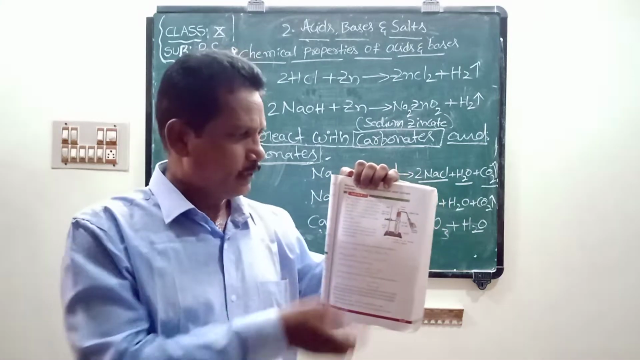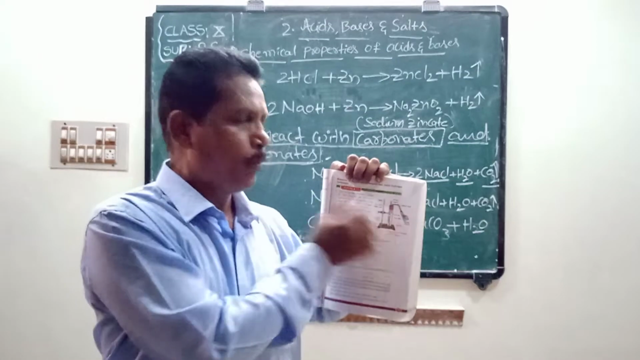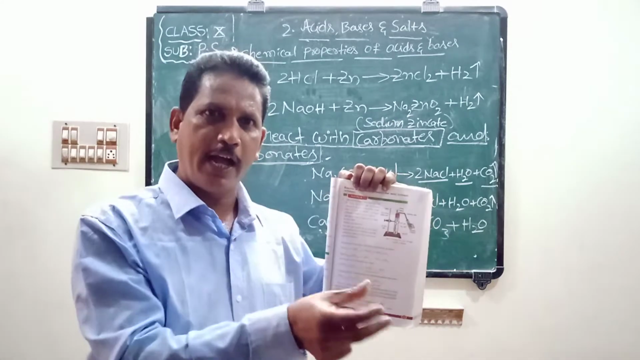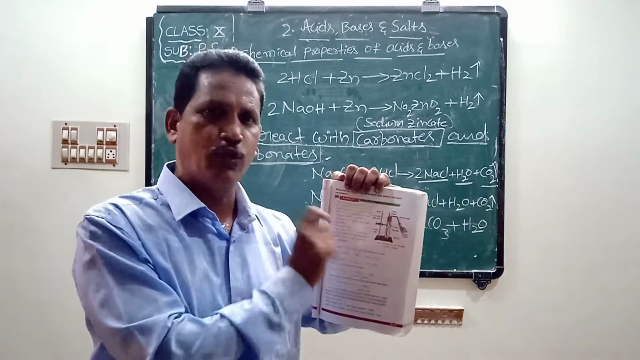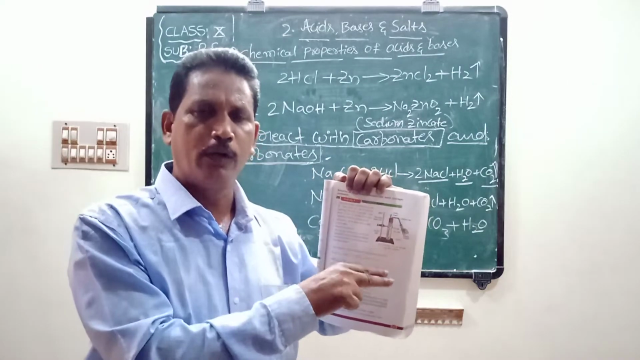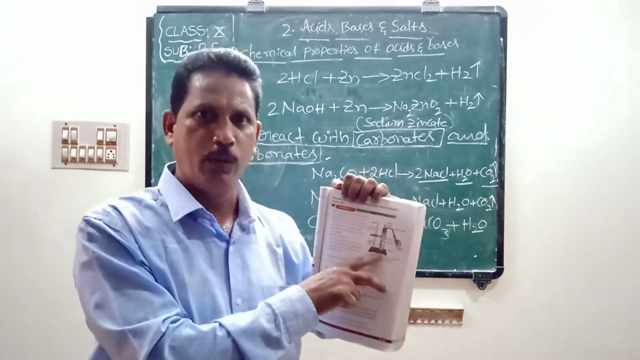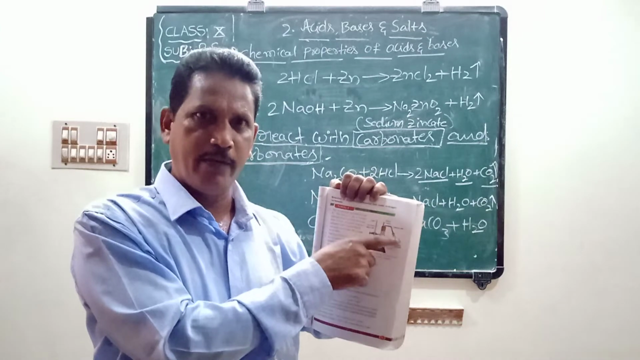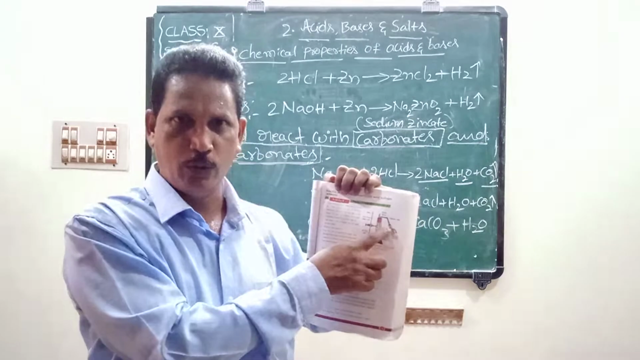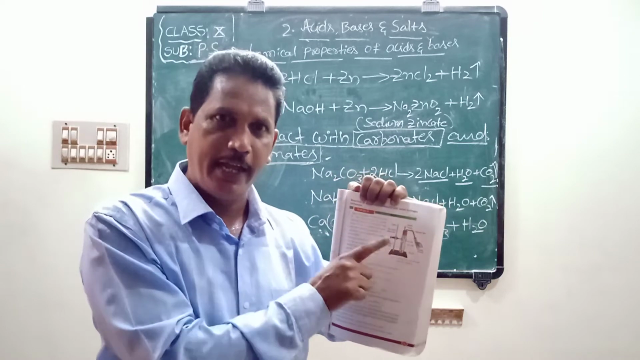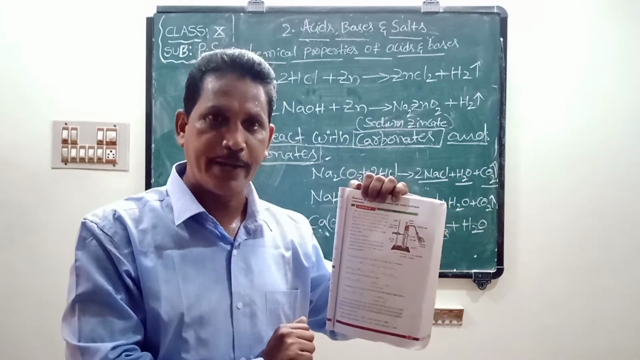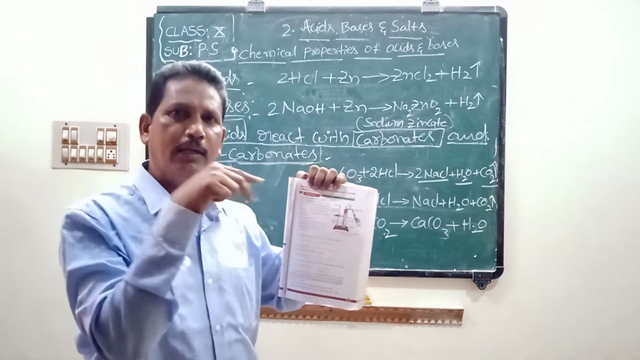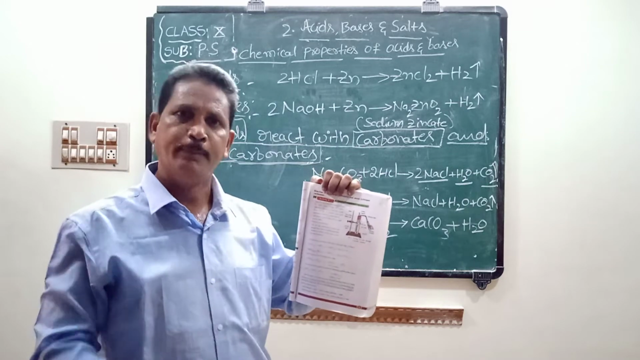In test tube B, the same experiment: add some NaHCO3, sodium hydrogen carbonate, in the test tube and pour 2 to 3 drops of dilute hydrochloric acid. After some time, the gas is evolved. The gas is transferred through the delivery tube into another small test tube containing lime water, Ca(OH)2. That lime water immediately turns milky white.